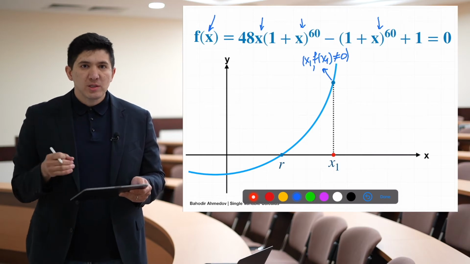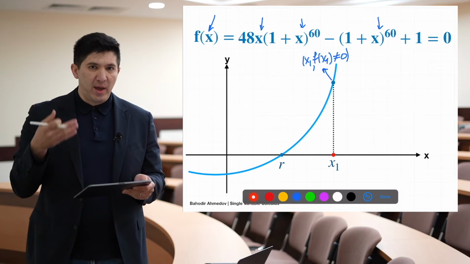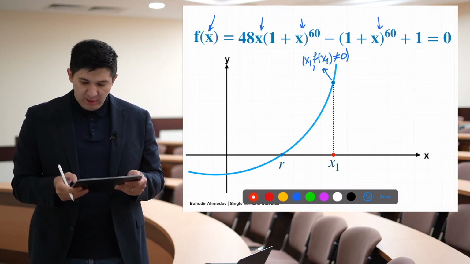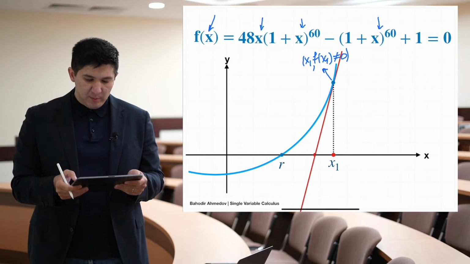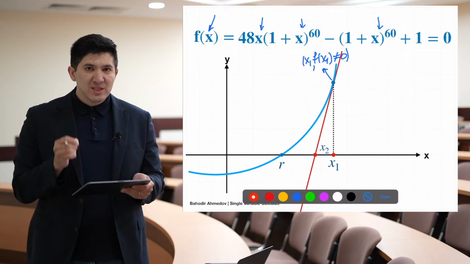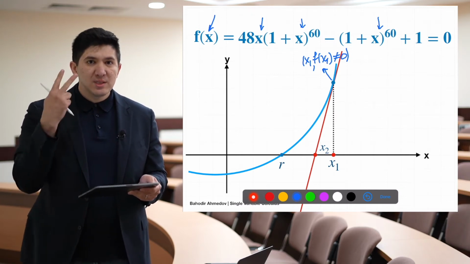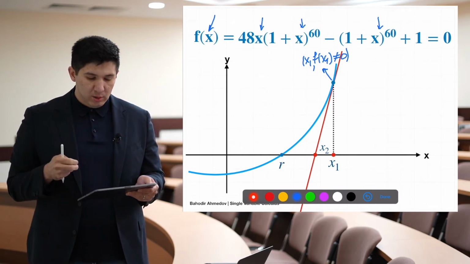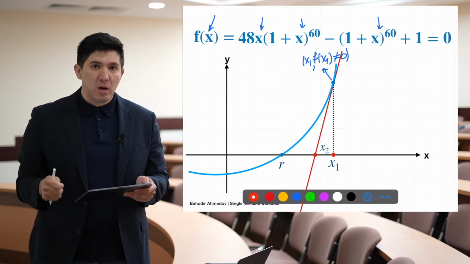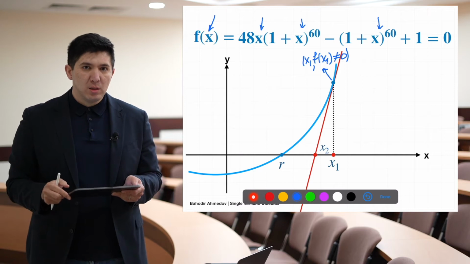In order to do this, I'm going to create the tangent line to this curve f of x at this point x1. If I just draw the tangent line, it is going to be the line like this. And the intersection of this tangent line with the x-axis is going to be my second guess for the root. You see, in this case now, x2 is becoming closer to the r, which I am looking for.